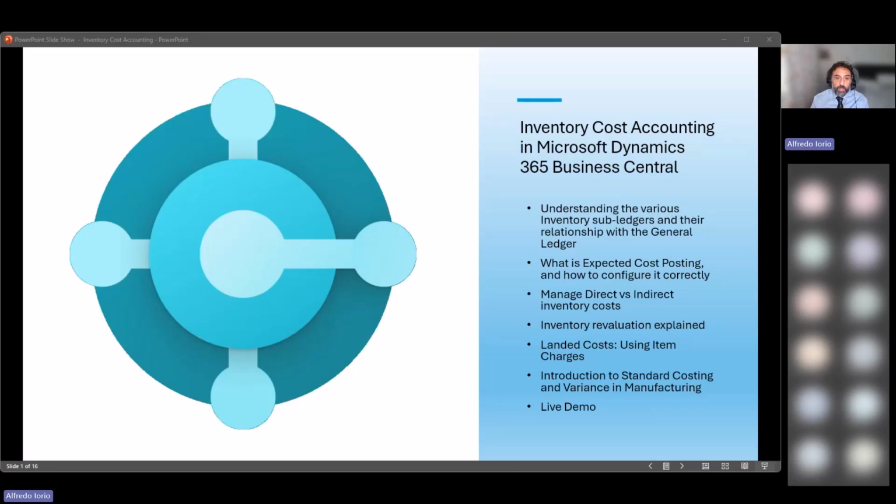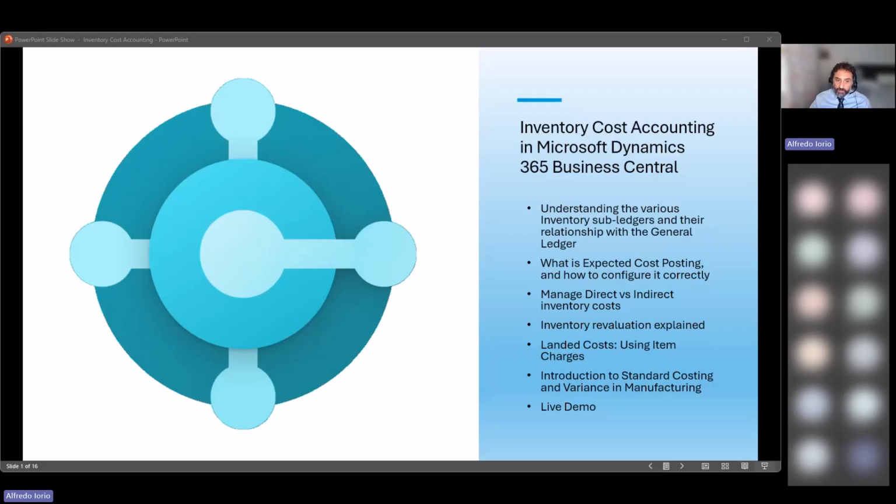sometimes. We are going to learn the difference between direct and indirect costs in Business Central, which also can be quite complex and is quite peculiar, quite specific. Other applications manage those in a very different way.